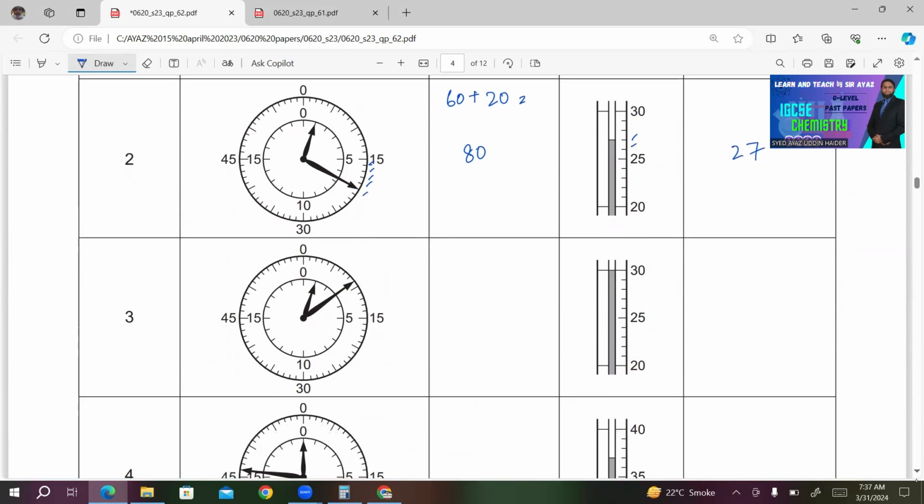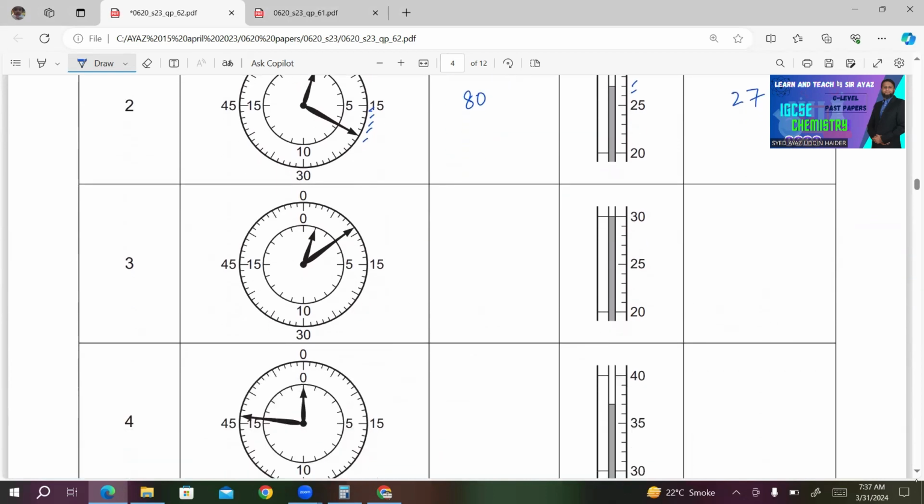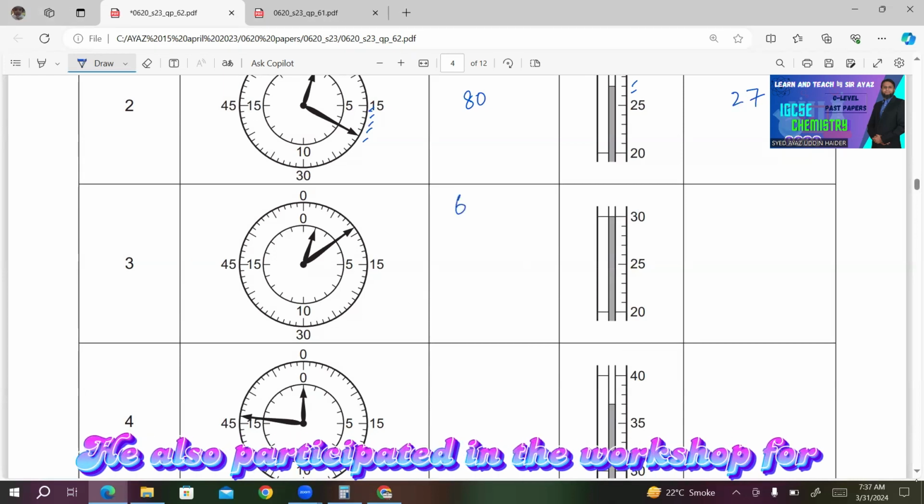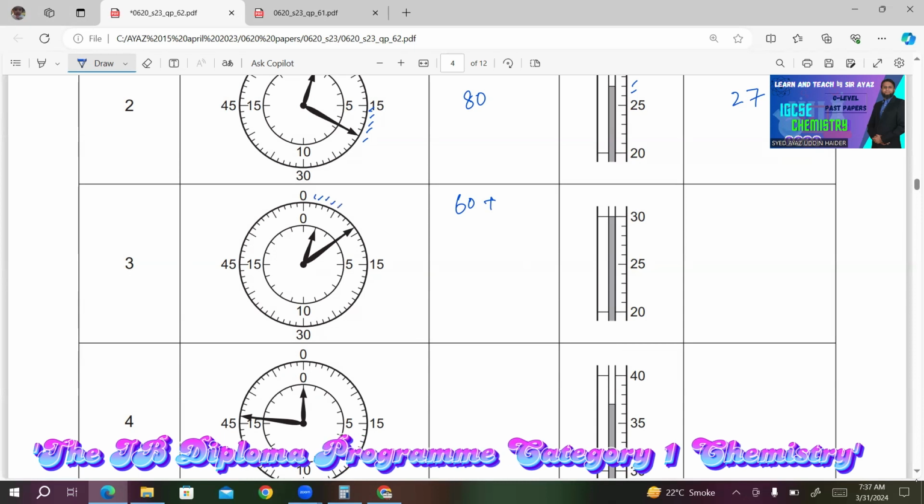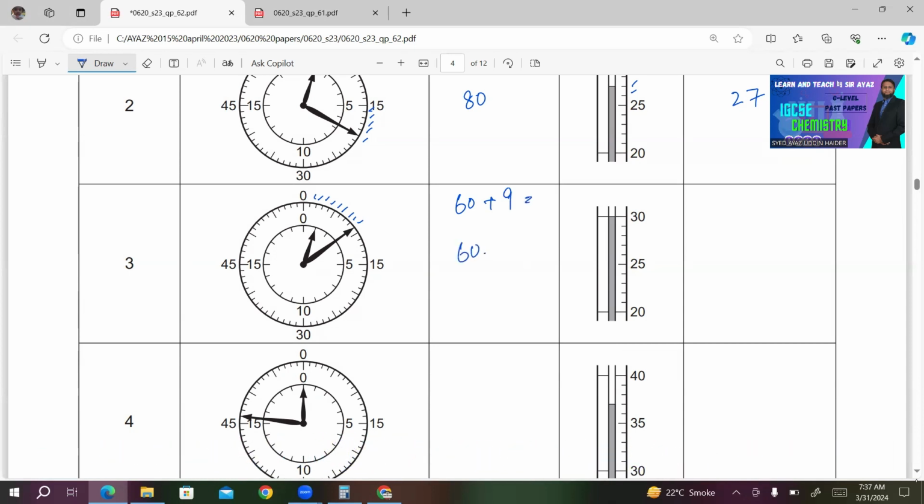Experiment number 3. Again, we have 1 minute, which means 60 seconds, plus 1, 2, 3, 4, 5, 6, 7, 8, 9. 60 plus 9, which means the total will be 69 seconds. What about the temperature? It's exactly 30 degrees centigrade.